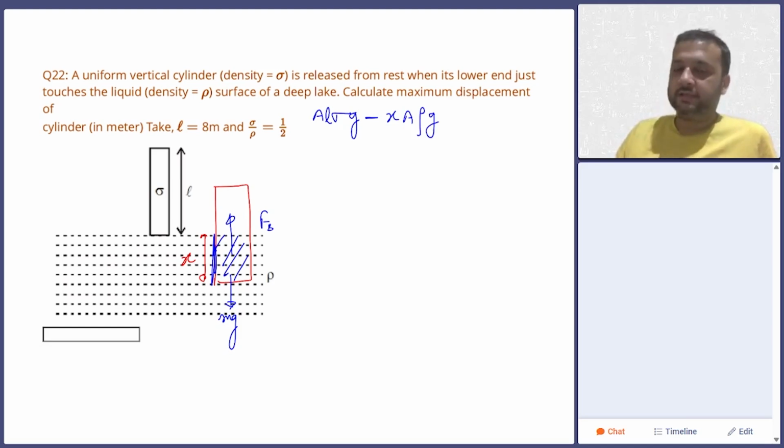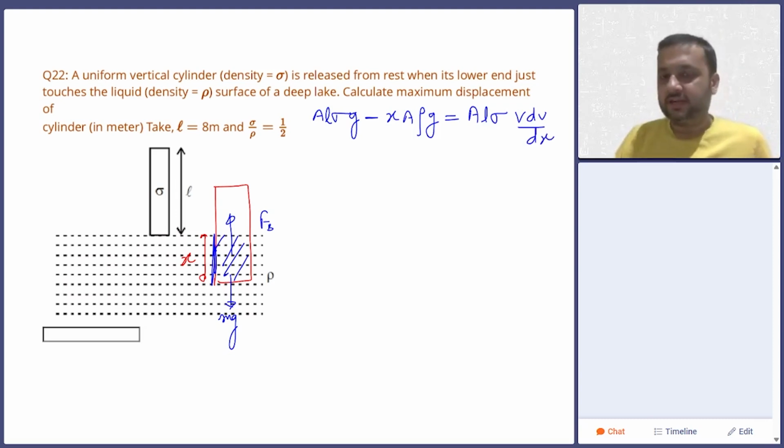Hence, this is the net force acting down. So this will be equal to mass into acceleration. What is the mass? Again, A into L into sigma. This is the mass of the block into acceleration. Acceleration can be written as v dv by dx. So this is the equation of dynamics that we can make. A gets cancelled.